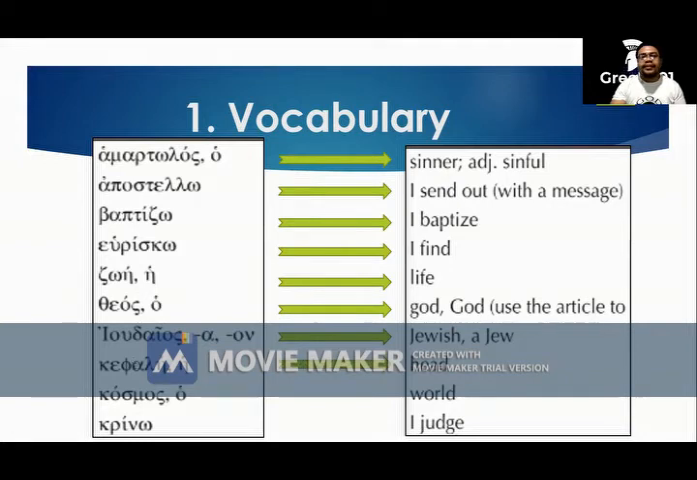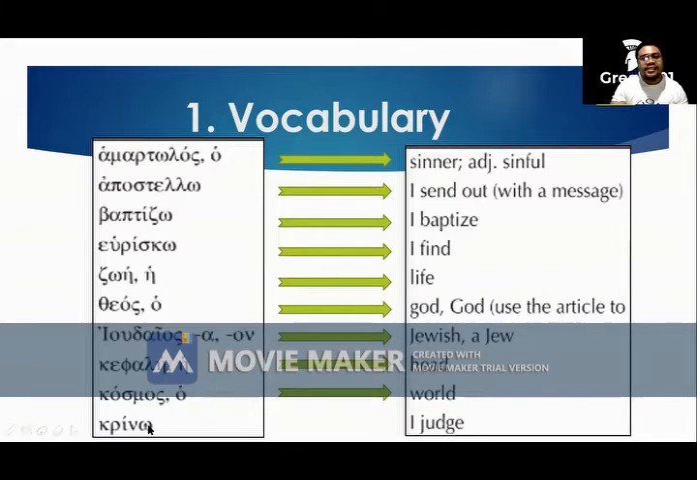We have also the word kephale. Let's read all together. Kephale. It means head. We also have the word cosmos. Cosmos means world. For God so loved the cosmos that he gave his only son, huios.